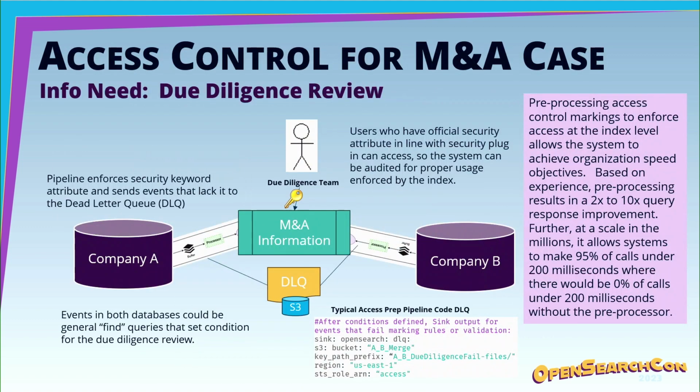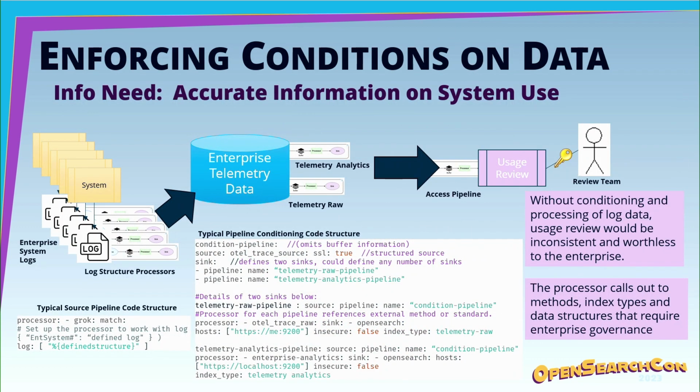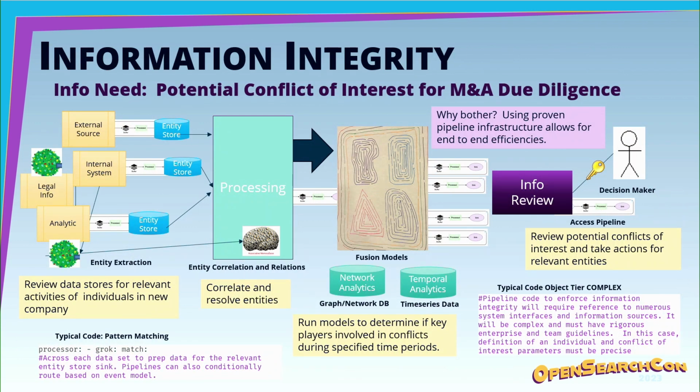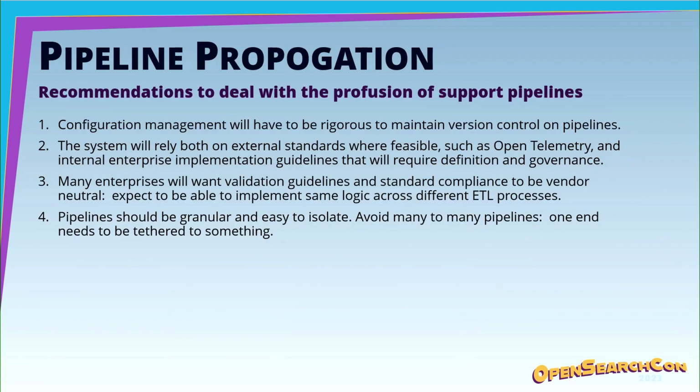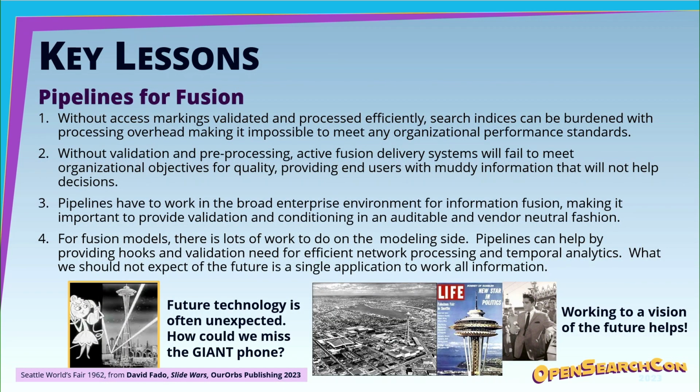So there are 3 types of front ends. A merger and acquisition case, what a pipeline can do to help with that. Enforcing conditions, this is the telemetry data, which is what really impressed me with OpenSearch, how they're working that. This is information integrity, which maps some of the mapping models we've been dealing with, entity stores. And then finally, what pipeline propagation might look like.